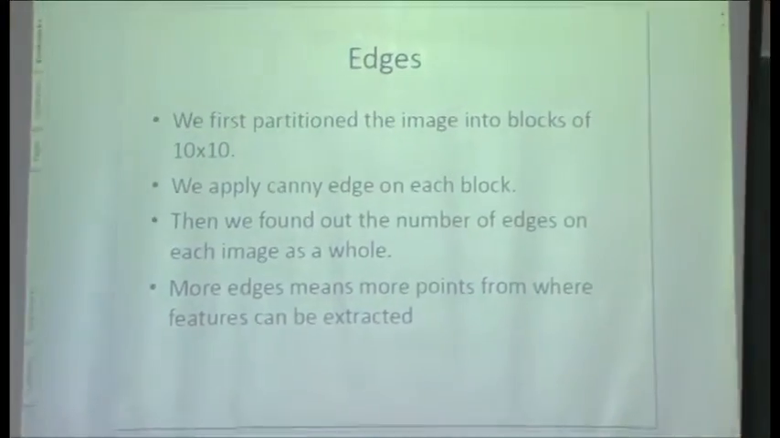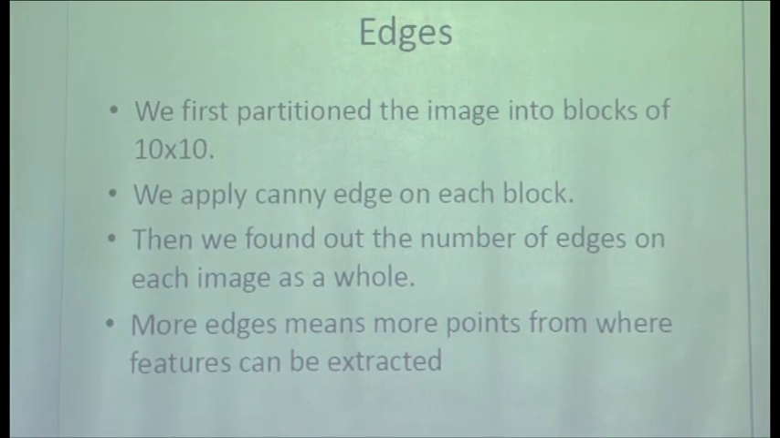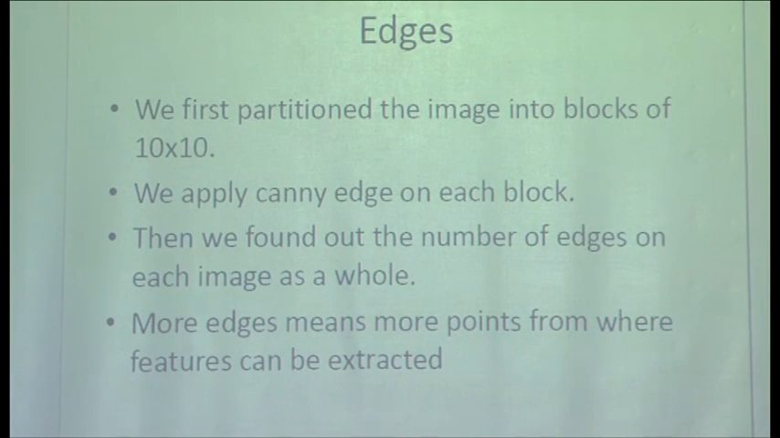On these edges, basically we are first partitioning the whole image into 10 cross 10 blocks, and we are calculating the number of edges by Canny's detector. What is the image size? First you tell me. 110 into 220. So 10 cross 10 is actually the block you got. There is no overlapping.